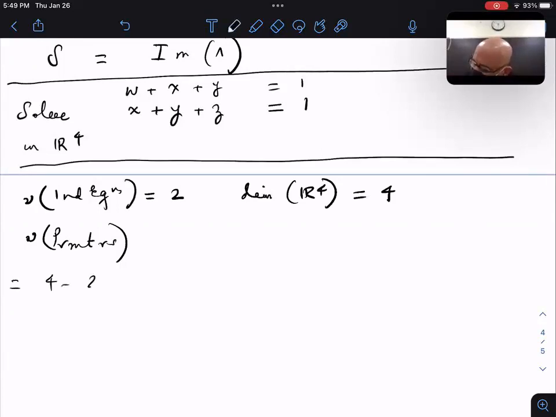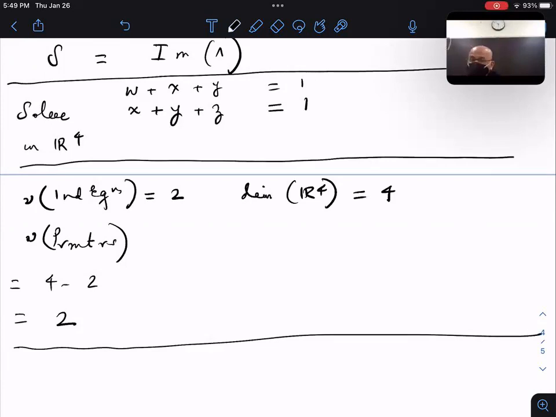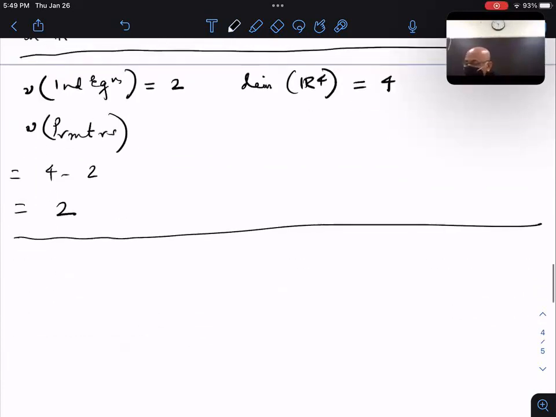Is equal to 4 minus 2, which is equal to 2. So the solution set is a 2-flat. Okay, what is the primordial idea of a 2-flat? It's R2, right? So we have to somehow understand the solution as R2 sitting inside R4, which is a flat.